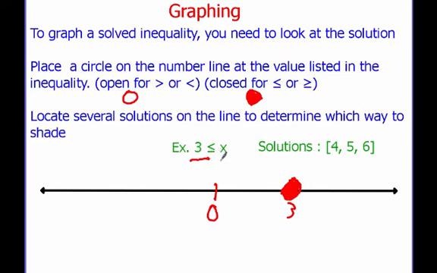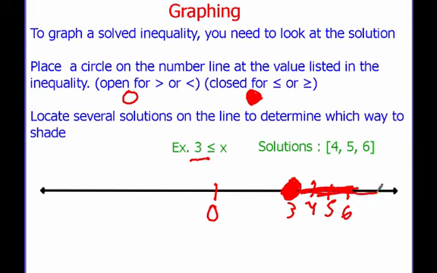If we look, I listed some solutions here. 4 is a solution, 5 is a solution, so is 6. So I need to think about which side of 3 are 4, 5, and 6. Well, you know that on a number line, bigger numbers are to the right, smaller numbers are to the left. So there's 4, there's 5, there's 6. Now that I see those points on there, that's the way that I'm going to color in.